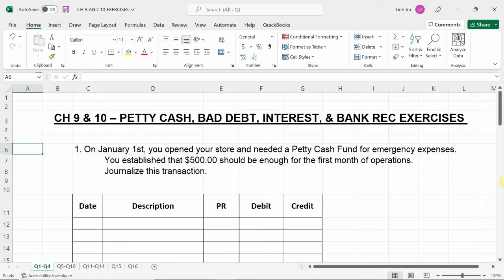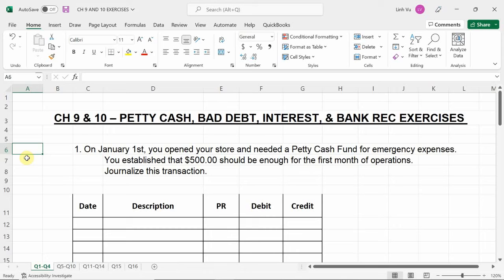All right, welcome back to the chapter 9 and 10 review, where we're going to review and wrap up the concepts that we've already learned. Just a couple of exercises to reinforce our learning. So here we are. Let's go to question number 1 here.